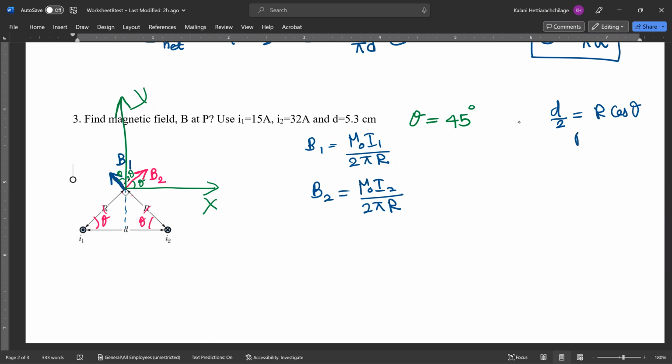So now R will be D over 2 divided by the cosine of theta, that is 45 degrees. D over 2 cosine 45 will give you 1 over root 2, and this will be equal to D over root 2 equal R. So now if you calculate the R, D over root 2, let me calculate it.